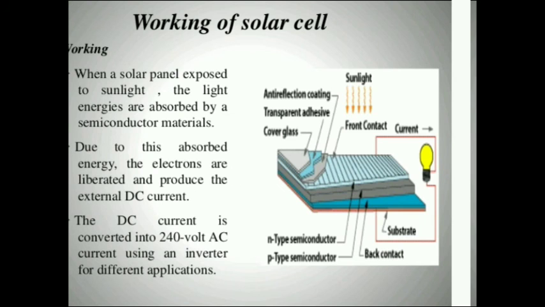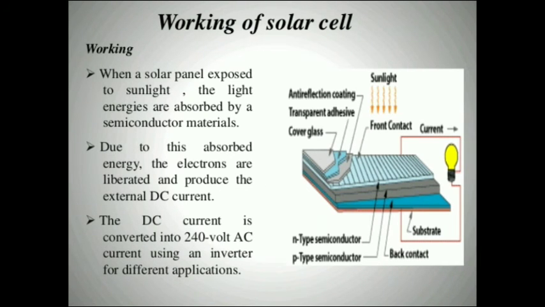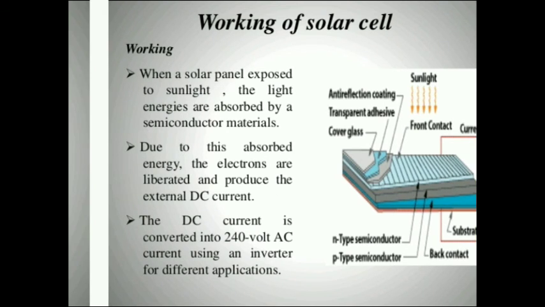Working of solar cell. This is the diagram. You can see when the solar panel is exposed to sunlight, the light energy is absorbed by the semiconductor materials. Due to this absorption of energy, the electrons are liberated and produce external DC current. The DC current is converted into 240 volts AC current using an inverter for different applications.